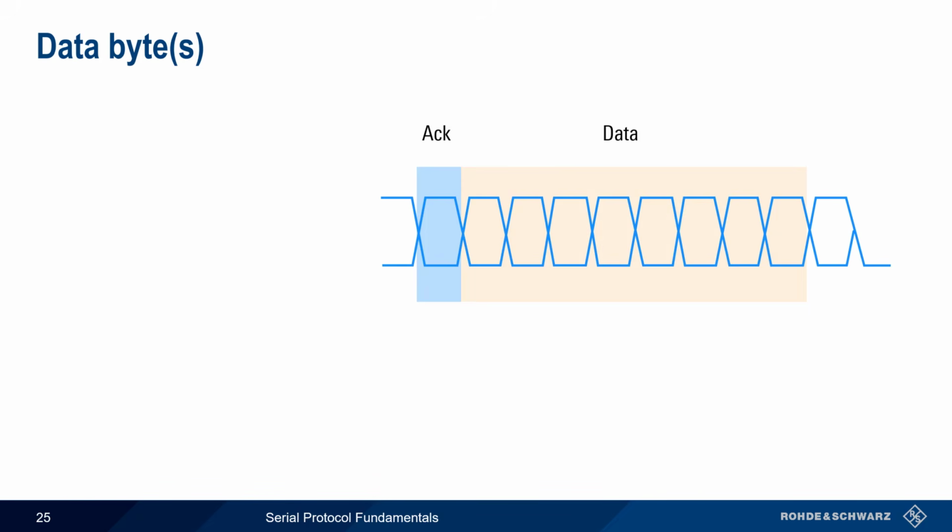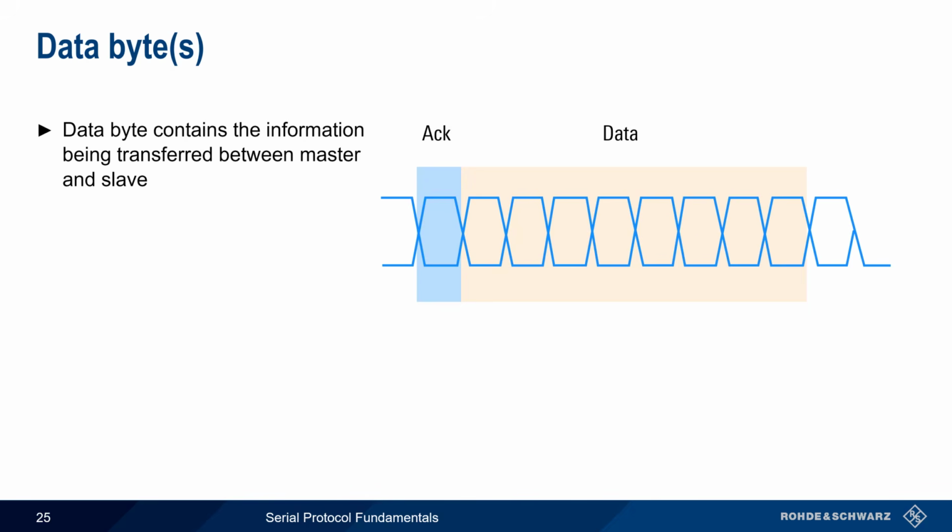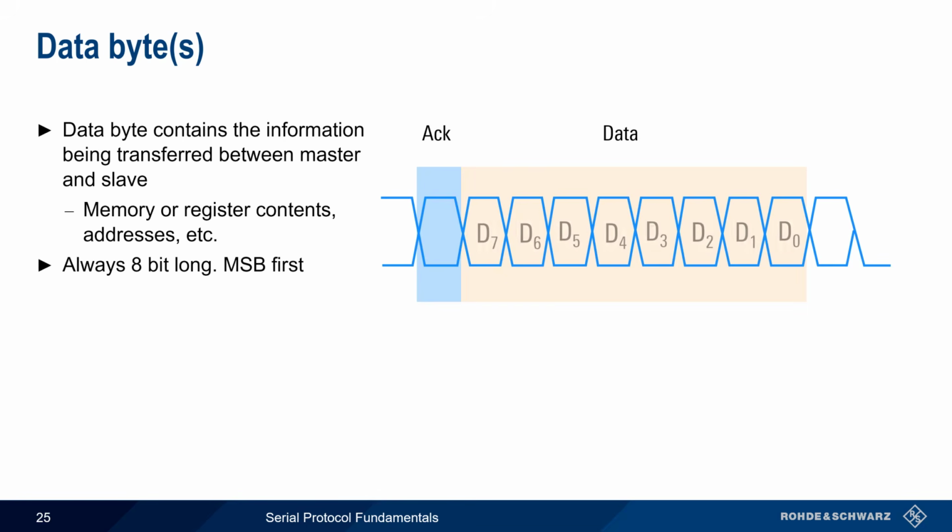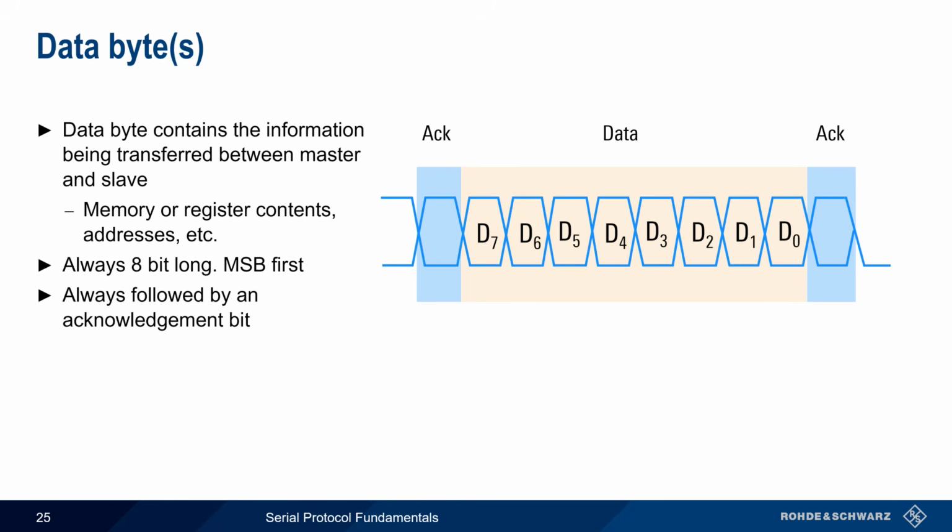The address ACK bit is followed by the data byte, which is the actual information being transferred between the master and the slave. Although this is often the contents of a memory address or register in the slave device, this may be an address location itself. We'll talk more about this on the next slide. Data is always sent as 8-bit bytes in I2C, with the most significant bit first. Every transmitted byte is followed by an ACK bit, which, as mentioned on the previous slide, is set to 0 by the receiver when the data has been properly received.